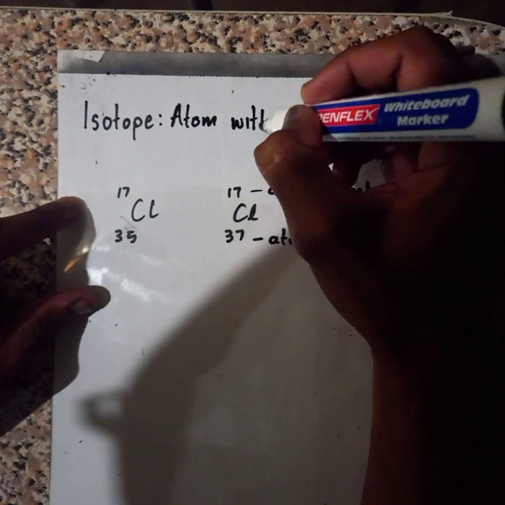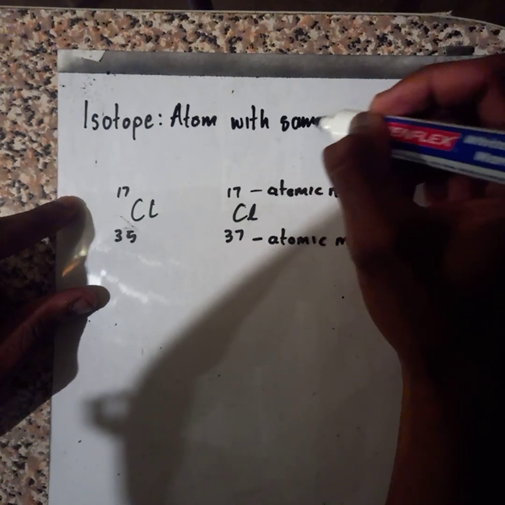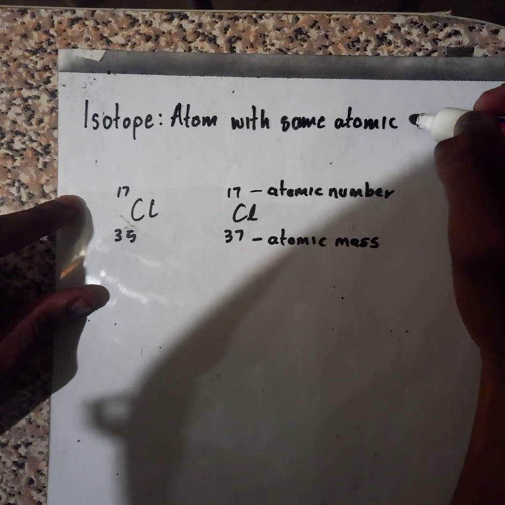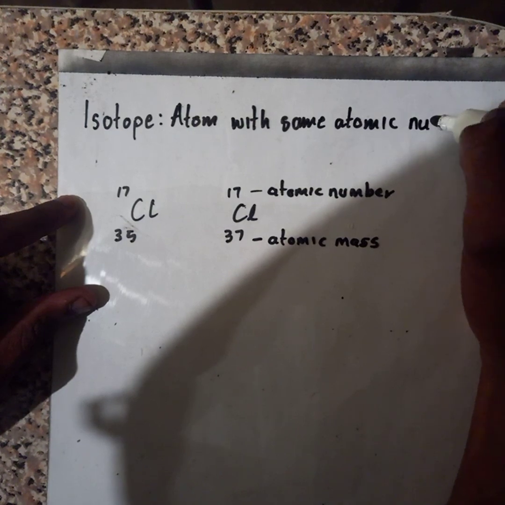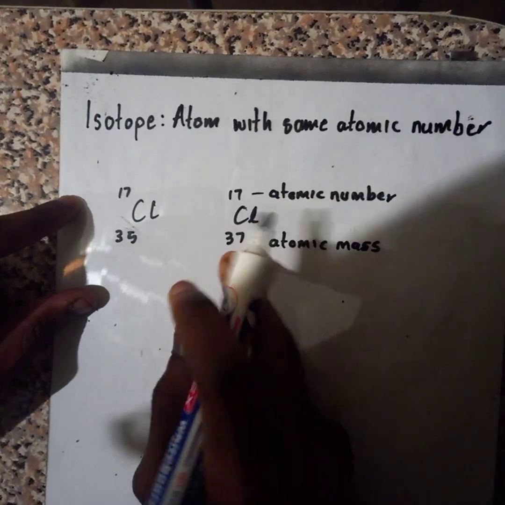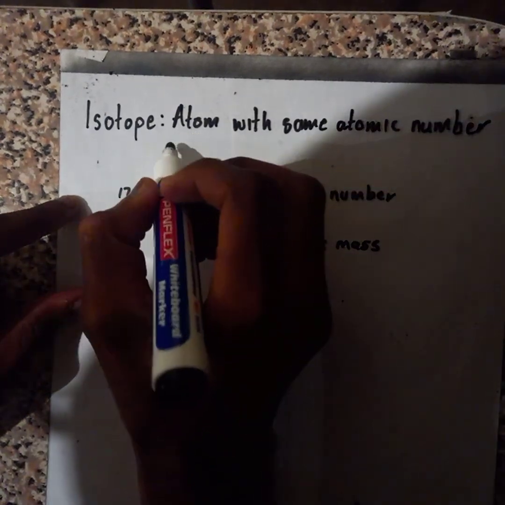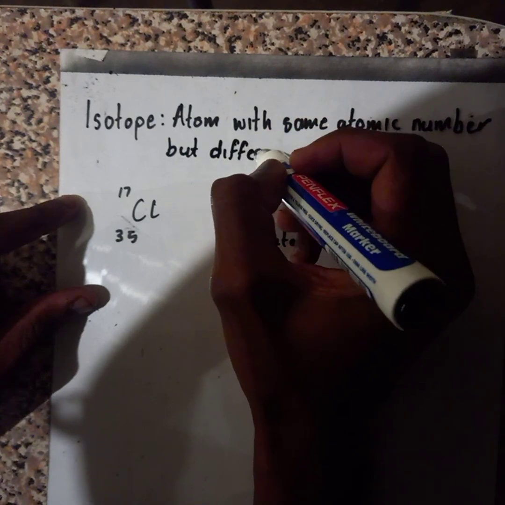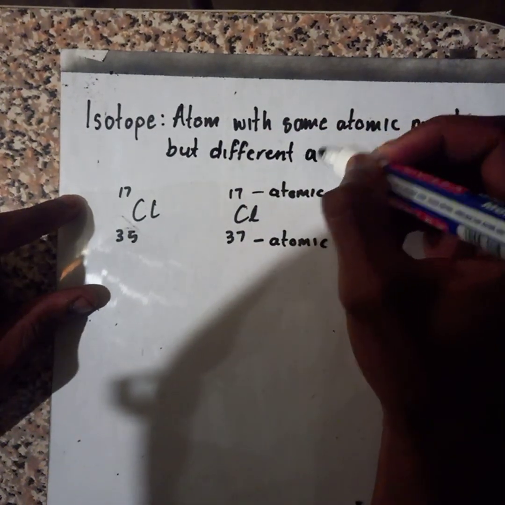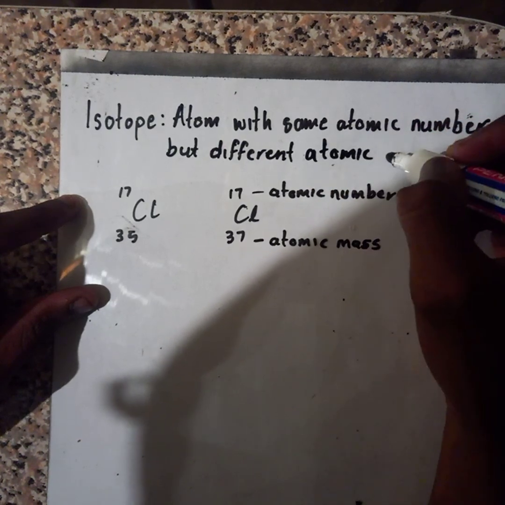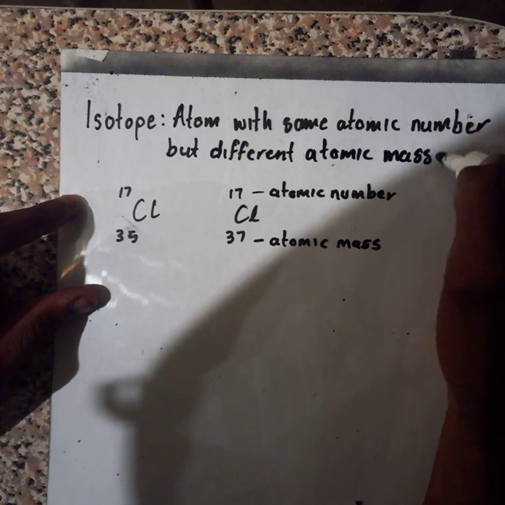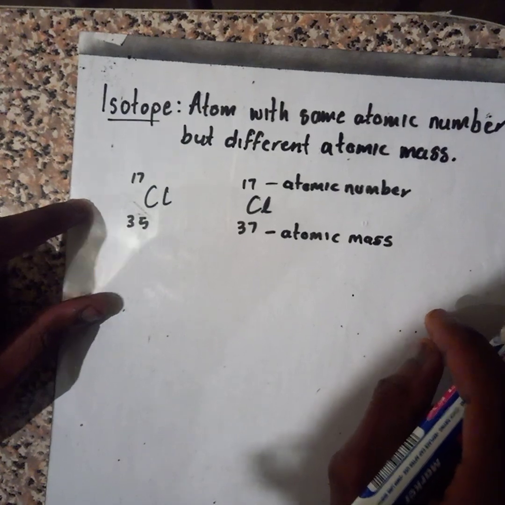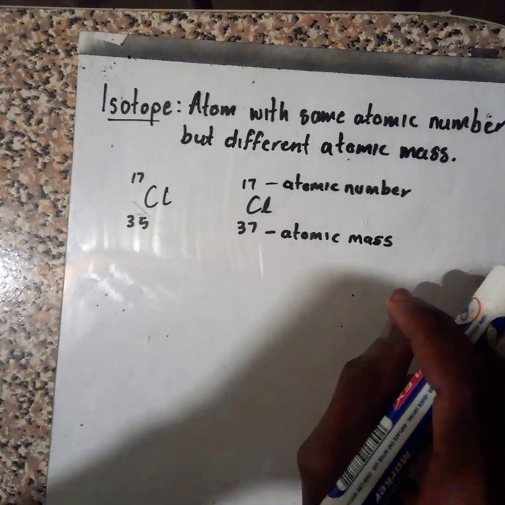with the same atomic number. You see we have 17 in both, but different atomic mass. See, this is the simple definition of what? Of isotope.